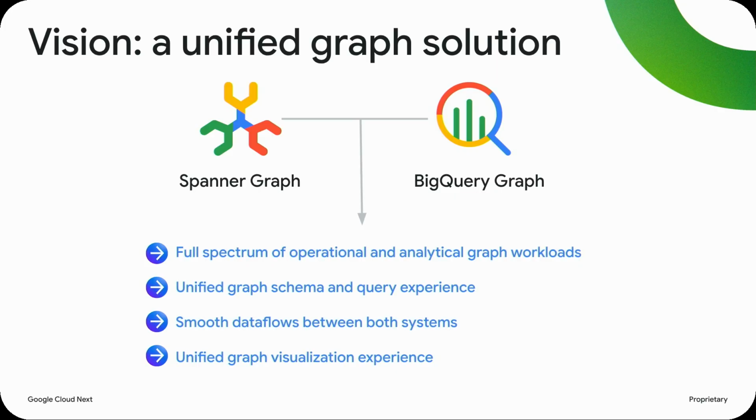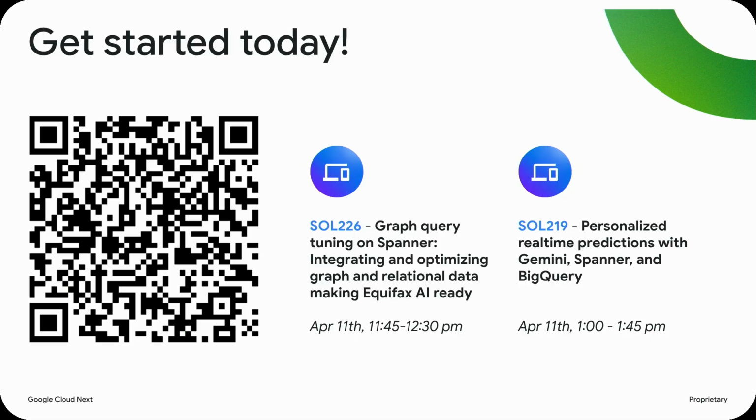Spanner Graph is one stop of the graph journey on Google Cloud, but that's not the last stop. The journey continues. They support the full spectrum of operational and analytical workloads. They have a unified graph schema and query experience. Visualization is also a key part. It's almost the same. There's a very smooth data flow between these two systems: query federation, graph fabric, ETL, reverse ETL. We want to make sure this is really a unified solution for you on Google Cloud.